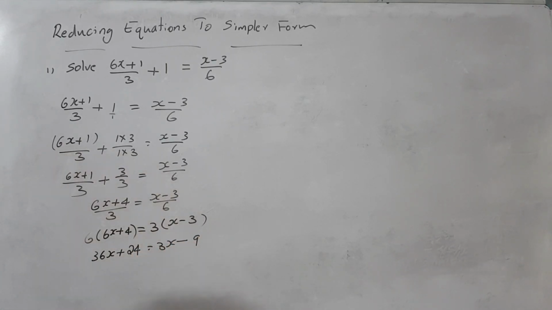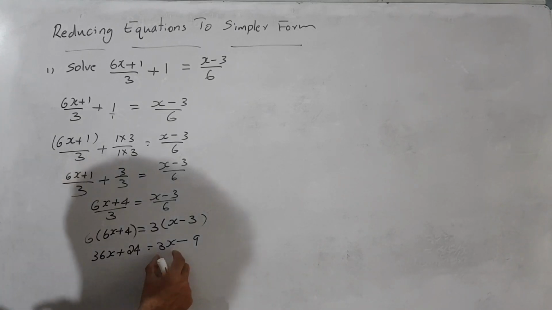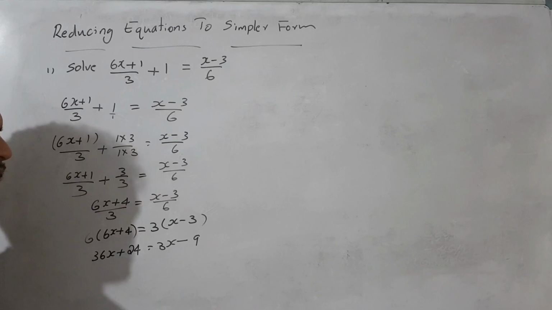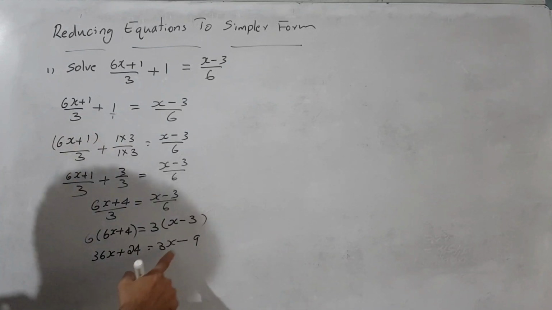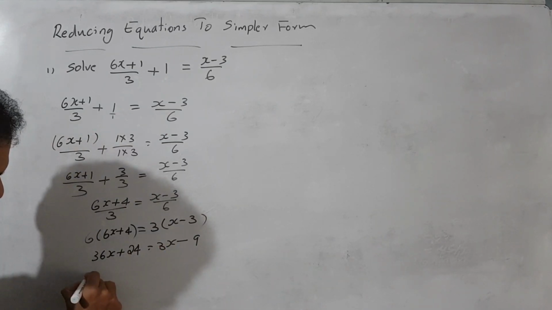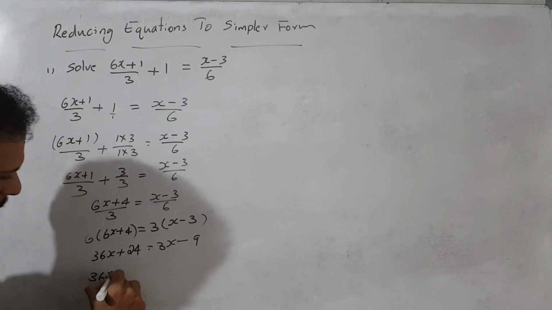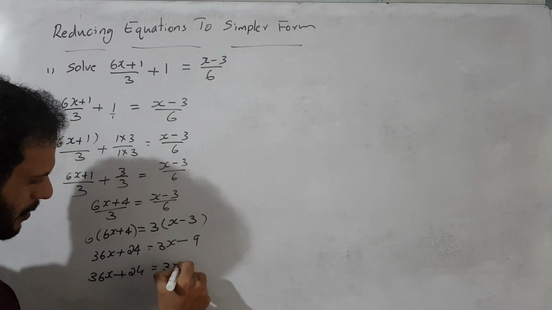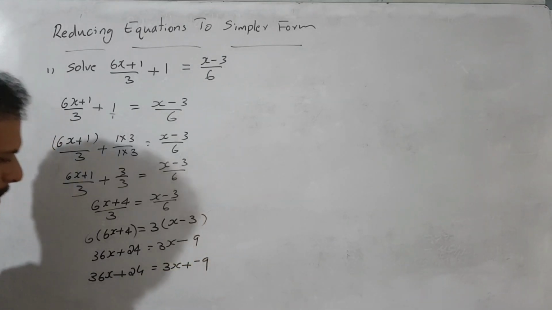The next step, we know that we need to take the variables on one side and numbers on the other side. So we have two terms containing the variable, correct? What are they? 36x and 3x. We take 36x and 3x on one side, 24 and minus 9 on the other side. Then before that we write the minus as plus minus: 36x plus 24 is equal to 3x plus minus 9.